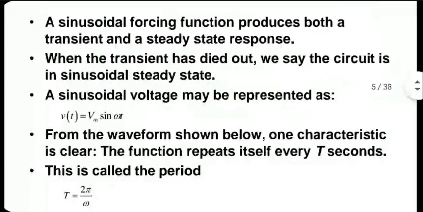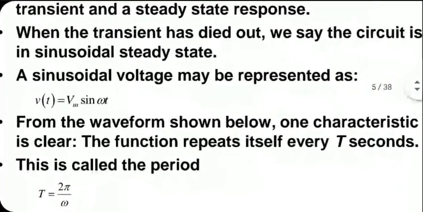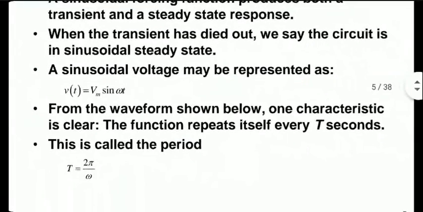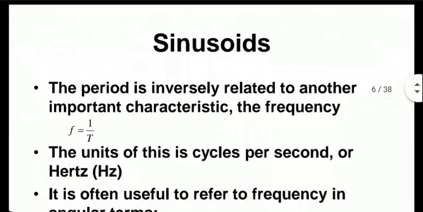This is the formula. He is using sine omega t. I generally use cos omega t, not a big issue anyway. Time period is 2 pi divided by omega, well known to you. Frequency is cycles per second or hertz.